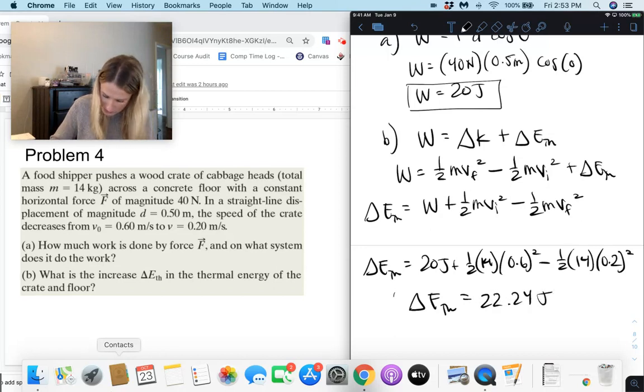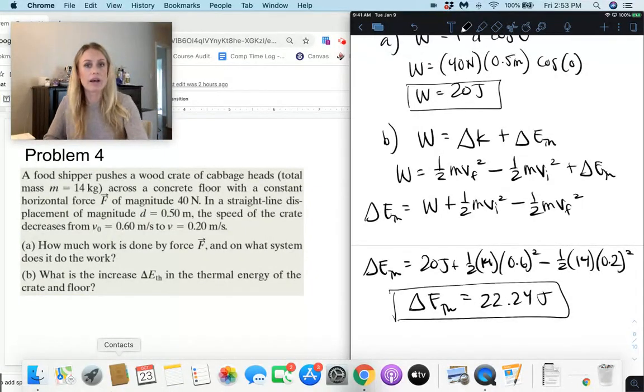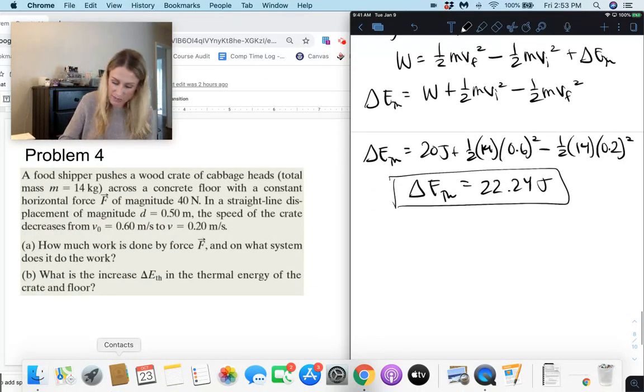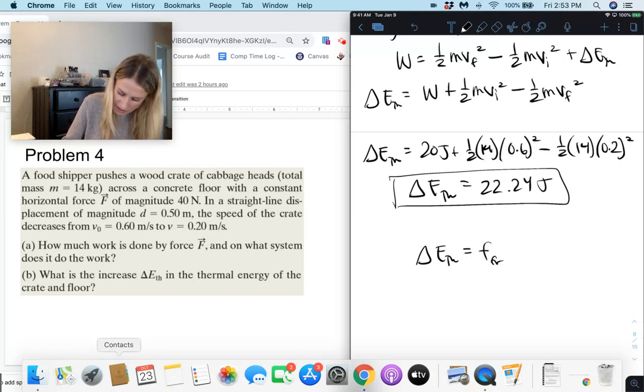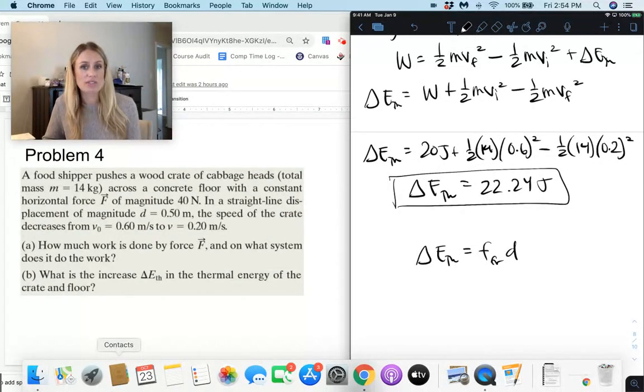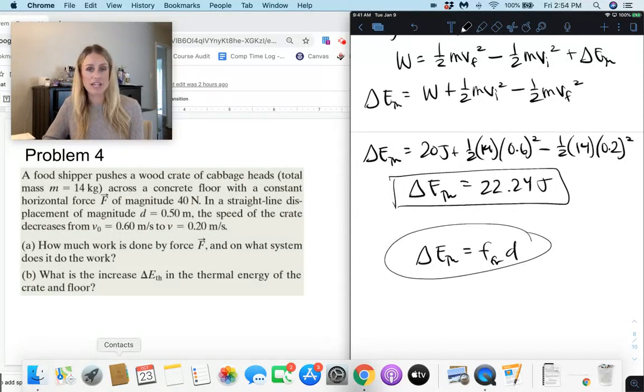22.24 joules. Now, the other way that you can find this change in thermal energy is that the change in thermal energy is equal to the force of friction times displacement. You can find the force of friction because you could find the acceleration with our change in velocity and our displacement, and then using Newton's second law, you can find the force of friction that causes that acceleration as well. So you could use this equation as well to solve for that change in thermal energy.